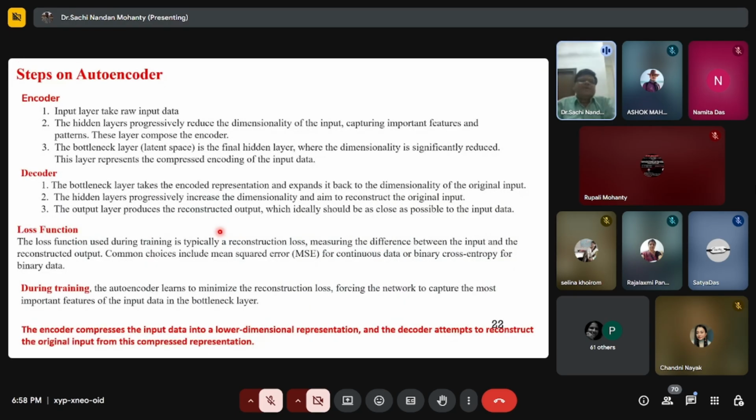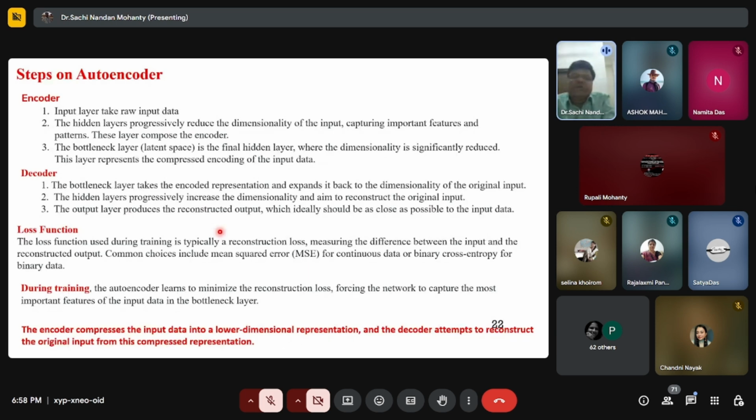There are different types of autoencoders. One is called the autoencoder. In an autoencoder, the input layer is the raw input data, capturing all the information. Then the decoder works from the bottleneck layer, the hidden layer, which represents the dimensionality of the original input. After that, you have to identify the loss function.